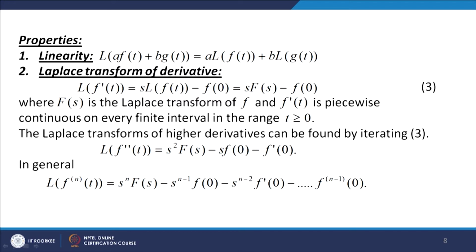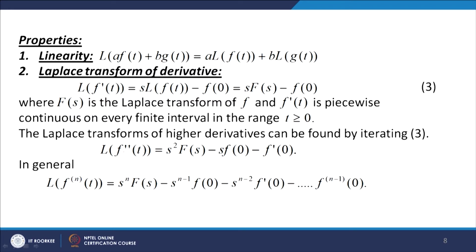Laplace transform of derivative. Suppose f is a function whose Laplace transform exists, and f'(t) is piecewise continuous on every finite interval in the range t greater than or equal to 0. Then the Laplace transform of f'(t) is given by s times the Laplace transform of f(t) minus f(0). If we denote the Laplace transform of f(t) by F(s), then we get sF(s) minus f(0), and from this result, iterating, we can get the Laplace transform of f''(t) and higher order derivatives.